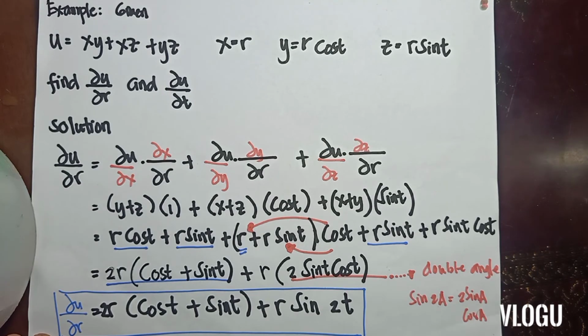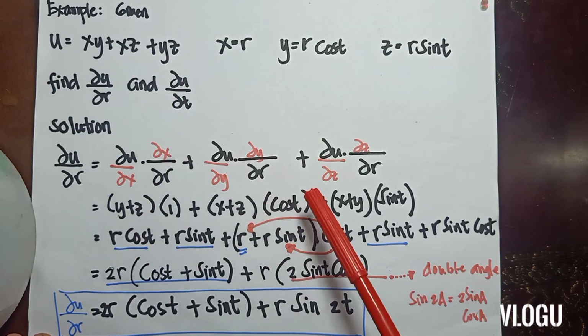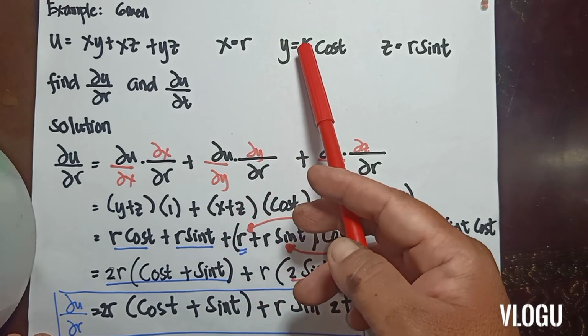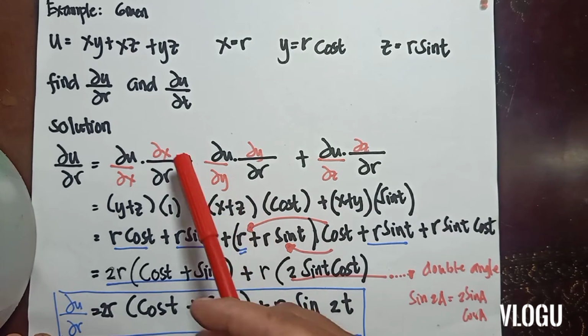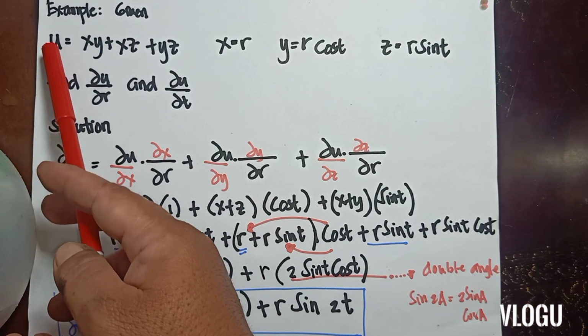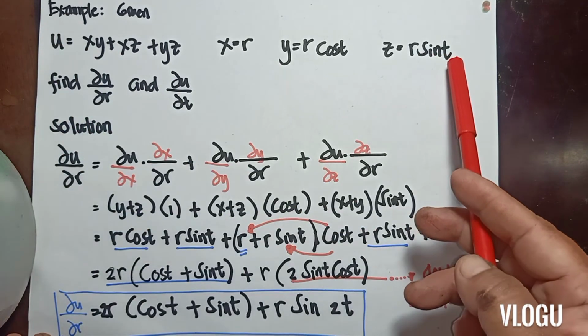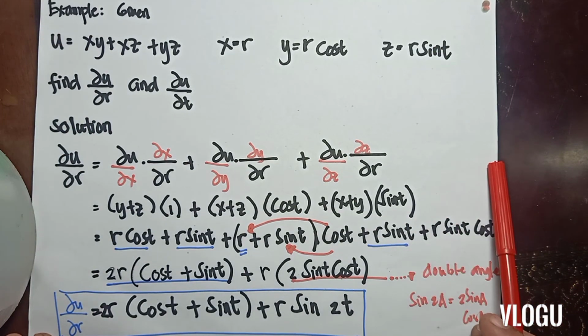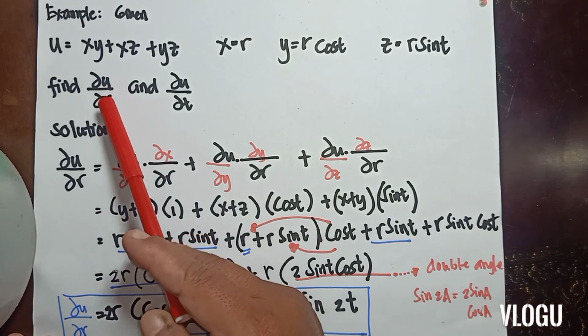Okay, the next example, class: we have u = xy + xz + yz, wherein x = r, y = r cos t, z = r sin t. So we are going to find the partial derivative of u with respect to r and the partial derivative of u with respect to t. Okay, so therefore, solution here, we are going to solve for ∂u/∂r.